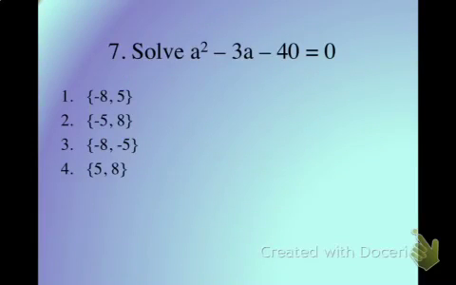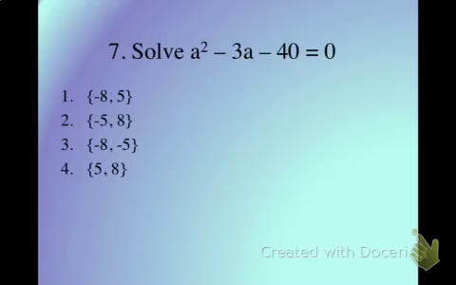So for our first example, we have a squared minus 3a minus 40. And it's equal to 0 already. So our first step has already been done for us. So the next thing that we need to do is we need to factor it.